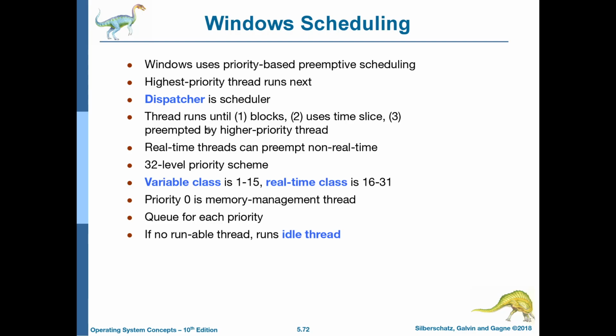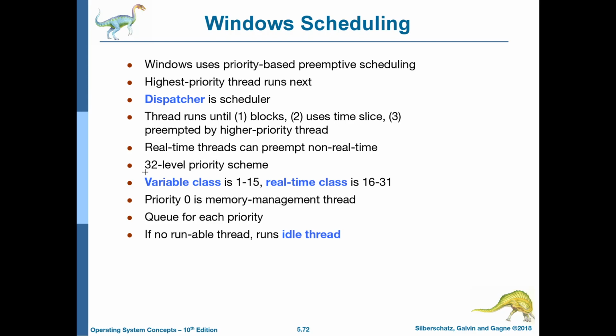Now, usually the thread was used in a non-preemptive state. Threads would run until they blocked, or they used their time slice, which would be a preemption, or they were preempted by a higher priority thread. So real-time threads can preempt non-real-time, obviously, but this is the key here.